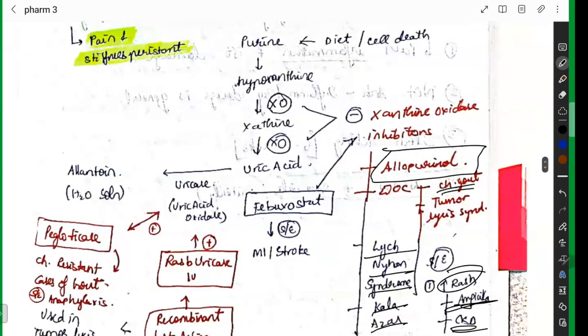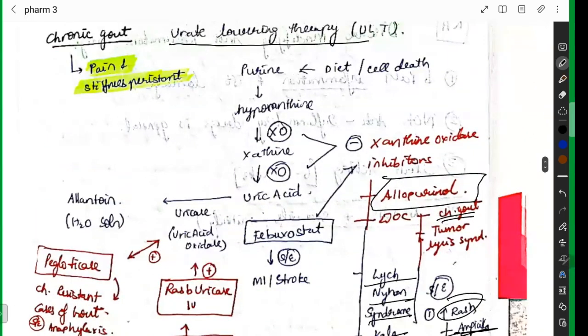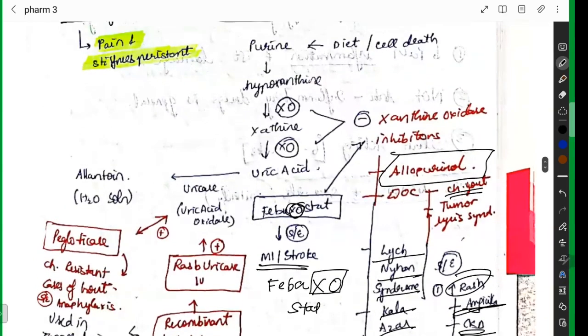Next, you have something called febuxostat. Just write it, febuxostat. So here also you're going to have a xanthine oxidase inhibitor. This is also used, but the problem with this is they are having MI and stroke. Okay, then uric acid gets converted to allantoin. So what you can do is either you can inhibit the formation of uric acid, or you can increase the conversion of uric acid into allantoin.